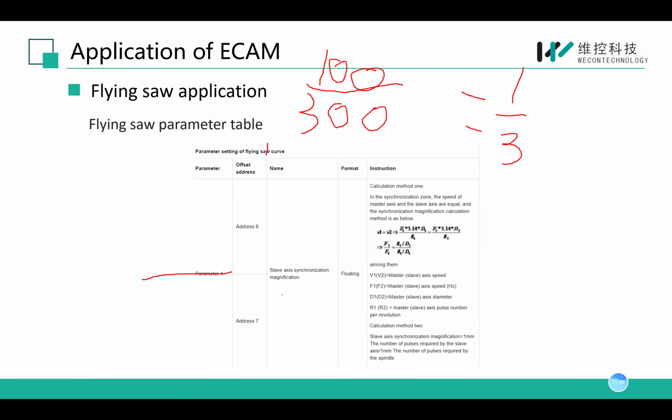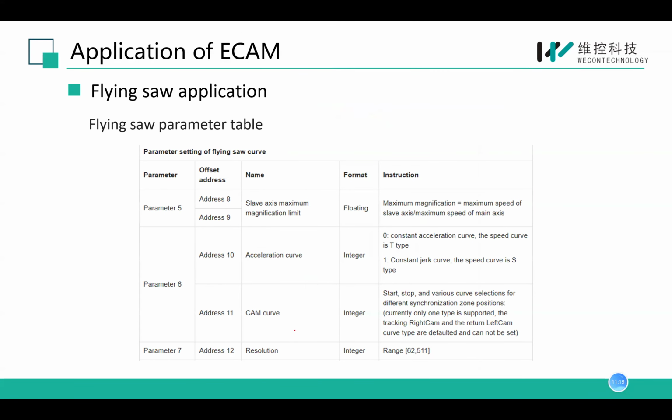Synchronization magnifications. This parameter measures that in the sync zone, the slave and the master ASIC move at the same speed. And parameter 5 is for the maximum magnification limit. It's not a very necessary parameter. We set this parameter larger than the sync zone magnification, and that is okay.